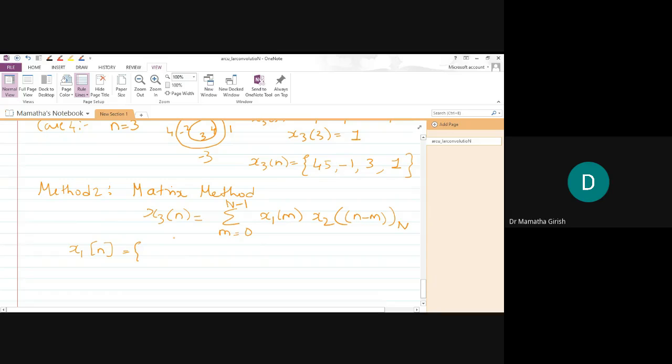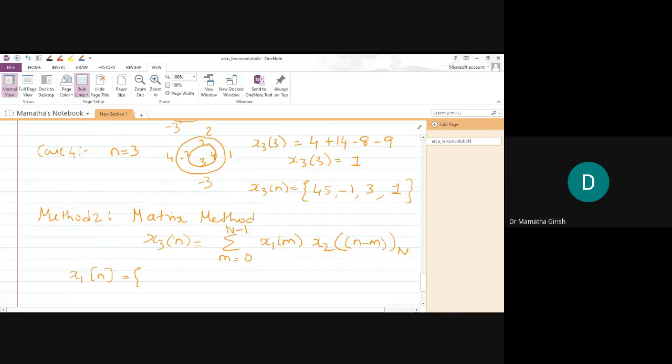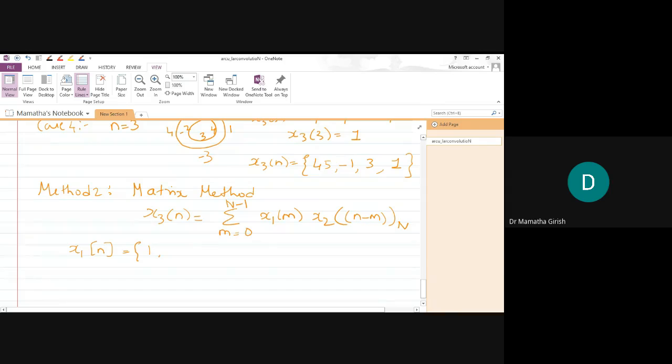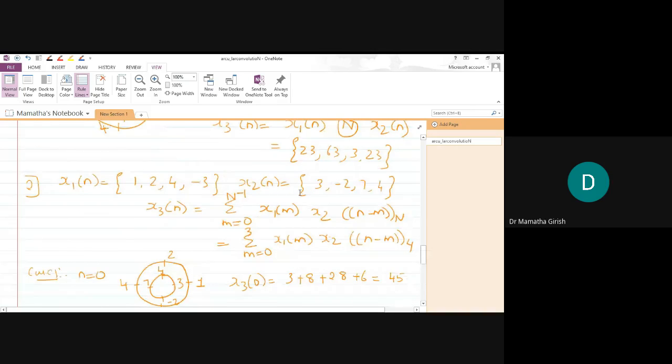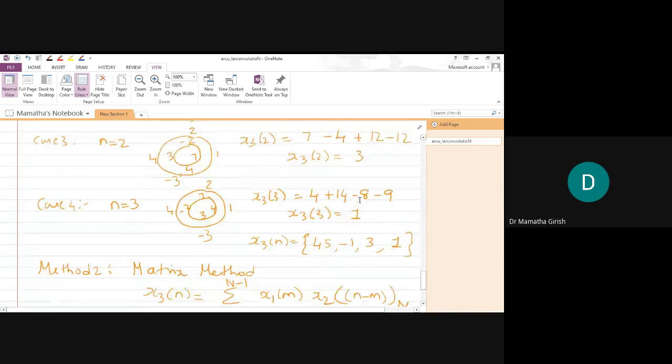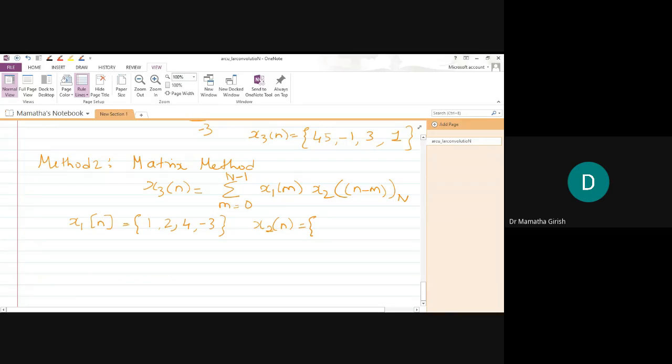So in our case, please read out the second problem as it is. What was x1 of n? 1, 2, 4 and minus 3. Can anybody read out what is x2 of n? 3, minus 2, 7, 4. Okay, done. Next. Now, how to use the matrix method? It's very simple. You must make 3 columns. Not actual columns, just visualize 3 columns.